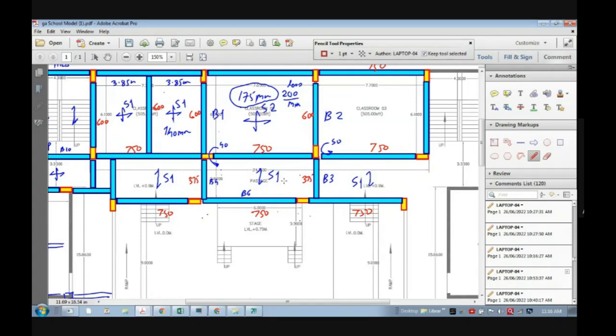But many times I even try to keep the beam sizes same in continuation. Mostly, I'm not saying always. There is no exact rule to this. So I will be happy if I can provide 600 depth over here, if my column orientation is like this. Okay.